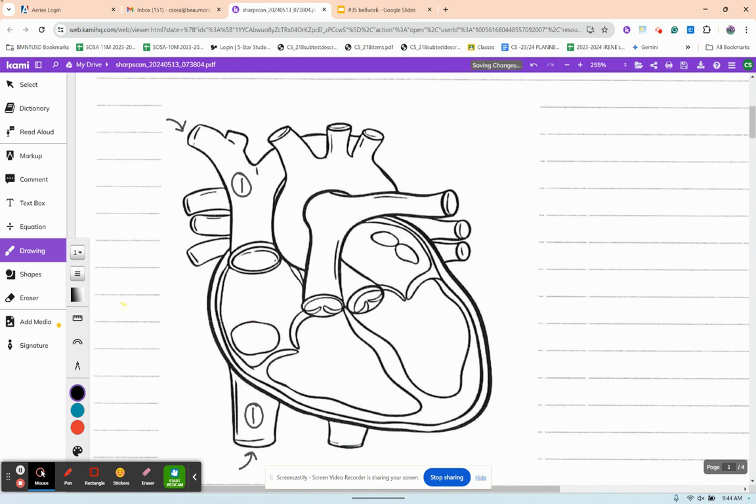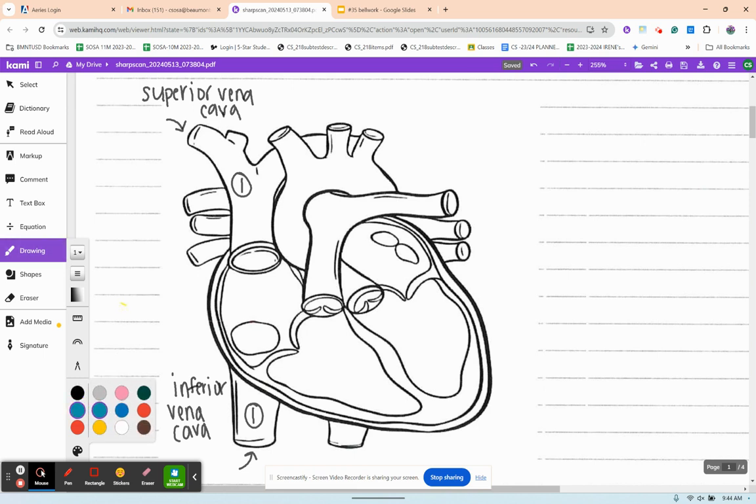So up here, this is our superior vena cava. And then we have the inferior vena cava. All right, these bring oxygen-poor blood to our heart.